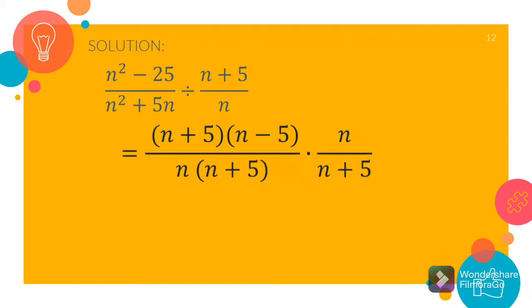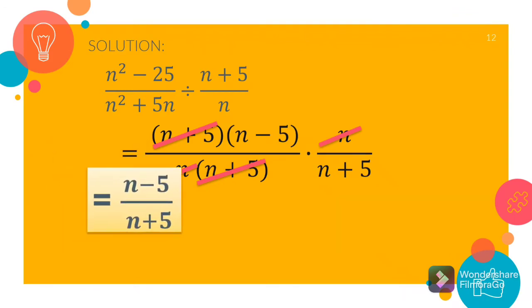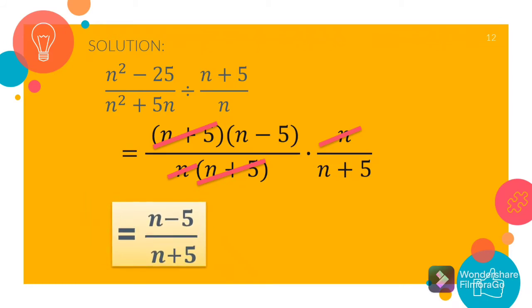Next is we have to cancel the common factors. We have n plus 5 and n plus 5, so cancel na siya, and then n times n. So if to simplify, it will become n minus 5 over n plus 5. So this is now our quotient. So this is the answer.